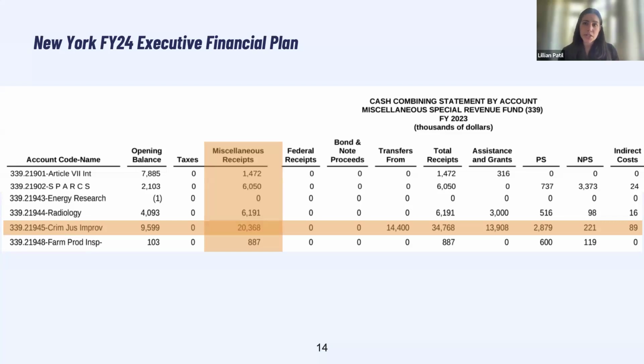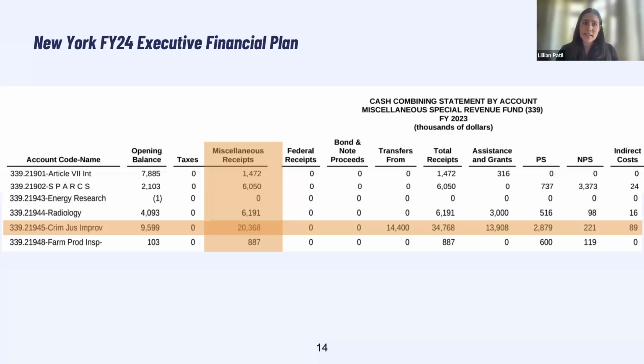Because I knew from statute that court fees were the primary source of money coming into this fund, I could consider receipts into the fund to mean the same thing as court fees collected. And so I was able to see that in fiscal 2023, $20.4 million of court fees were collected into this fund. And that was a very powerful find.